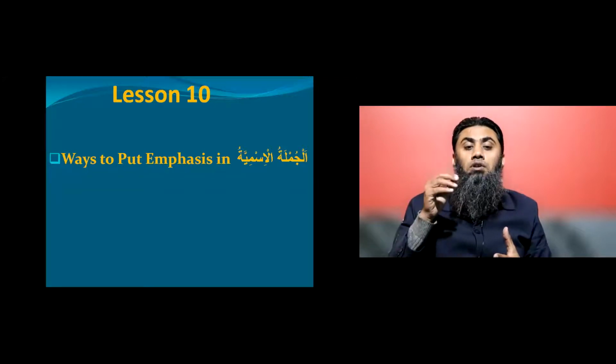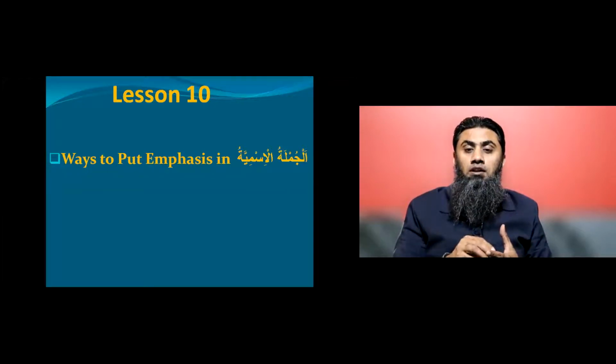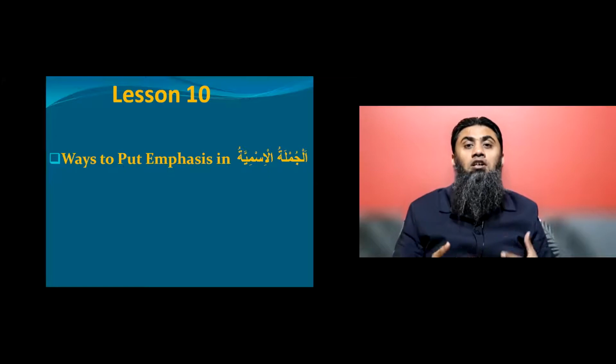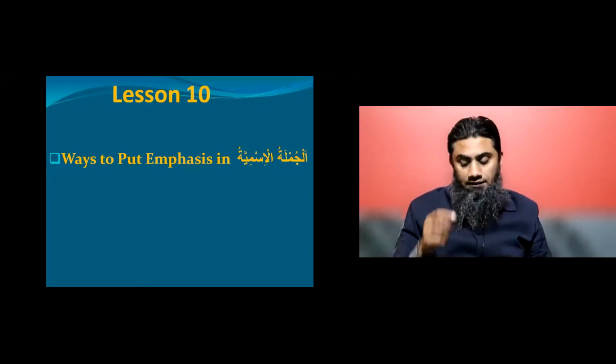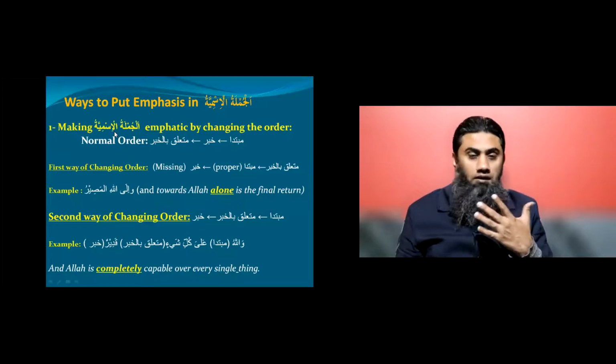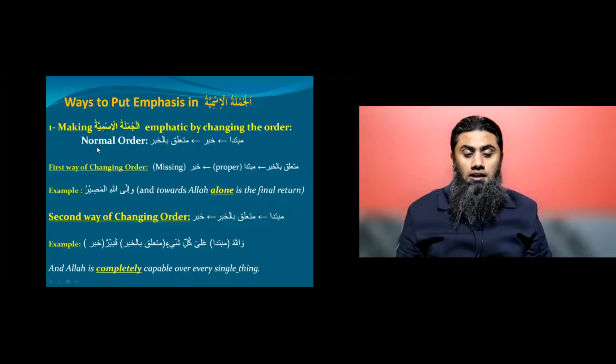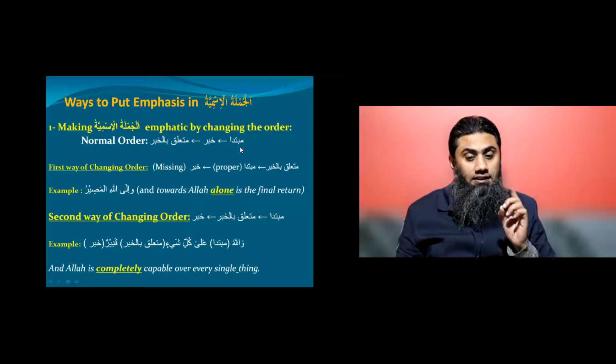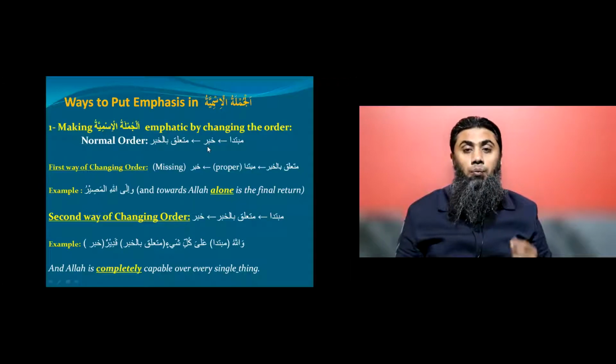If you want to put emphasis in your Jumlatul Ismiya, what are the different ways which are used in the Quran? Let's inshallah begin. As you can see on the screen, the first way you can make your Jumlatul Ismiya emphatic is that you change its order. What does it mean? The normal order is that you first have mubtada or subject, then khabar or predicate or information, and then you have muta'alliq bil khabar.